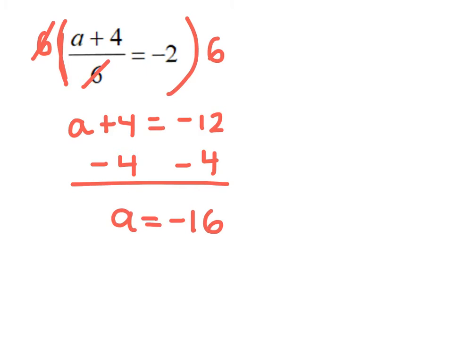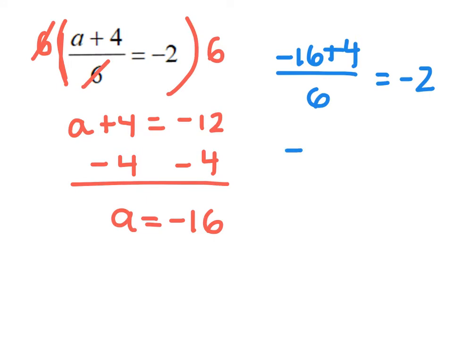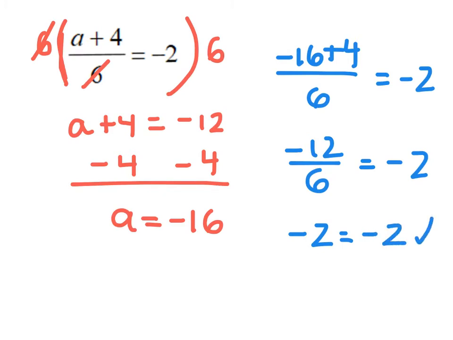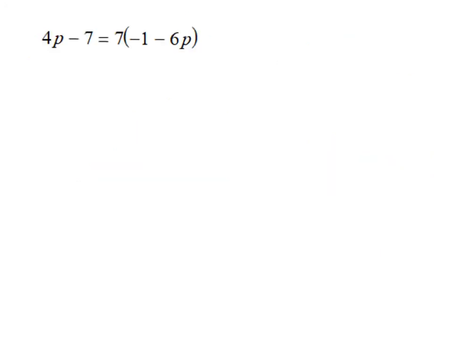And as our final step, we're going to plug it back in. So we're going to have -16 plus 4 over 6 equals -2. We simplify our numerator, so we get -12 over 6 equals -2. And -12 divided by 6 gives us -2. And since -2 is equal to -2, our final answer is a equals -16.